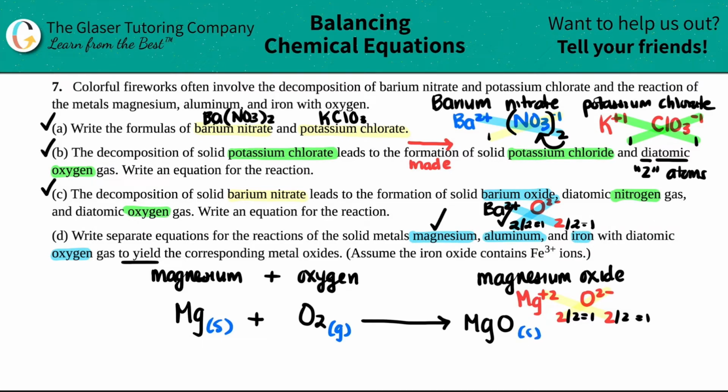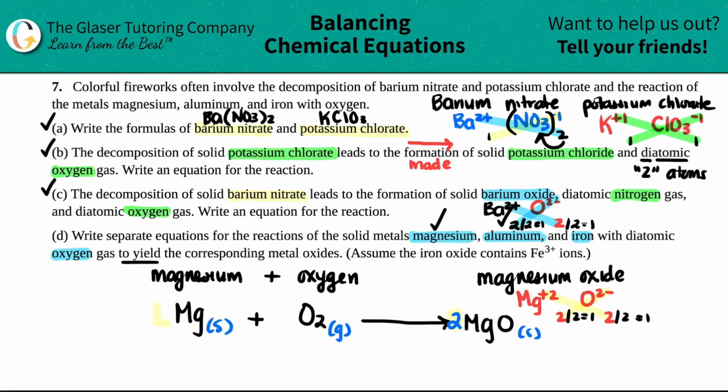Now we just have to balance. So the problem here looks like there's 2 oxygens, right? And I only have 1 oxygen here. What number am I going to put here that will get me to 2? Oh, 2. But if I have 2 oxygens now, I have 2 magnesiums as well.